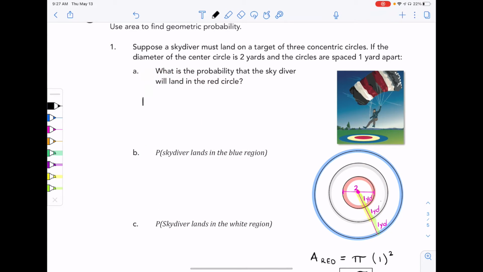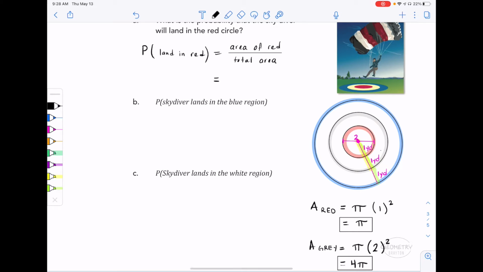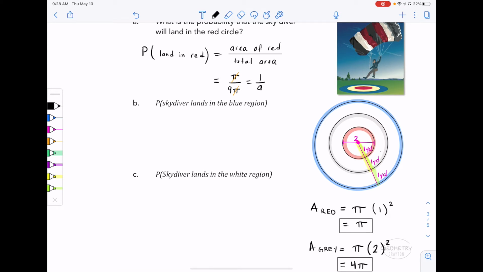So the probability of landing in the red circle is going to be the area of the red circle divided by the total area. We just found these. The area of the red circle is pi. The total area is 9 pi. So we end up with pi over 9 pi. Of course, those values of pi are going to be eliminated, leaving us with 1 over 9. And 1 over 9 is 0.11 or 11%. So there's an 11% chance that the skydiver will land in the red circle.